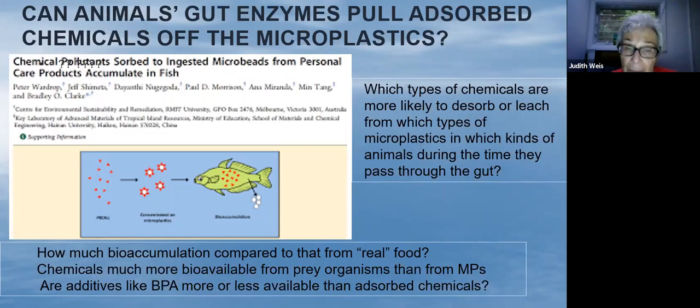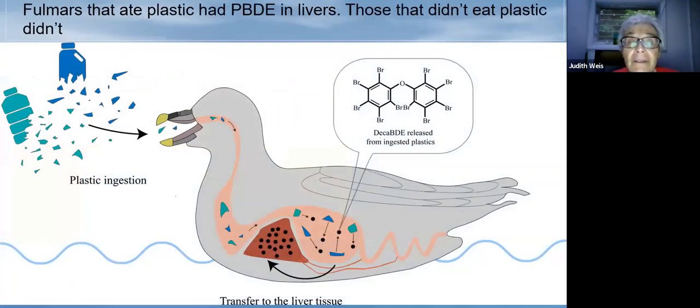Another question that people have been studying is how much bioaccumulation of the chemical from the fish eating plastic compares with the amount of the chemical they would get from eating real food, that is, their normal prey. And it's quite clear that chemicals are much more likely to be released from real food than from the plastics. So this is an active field of research.